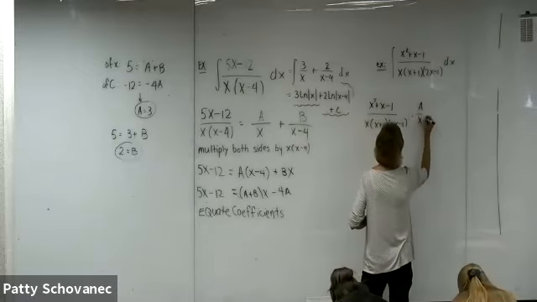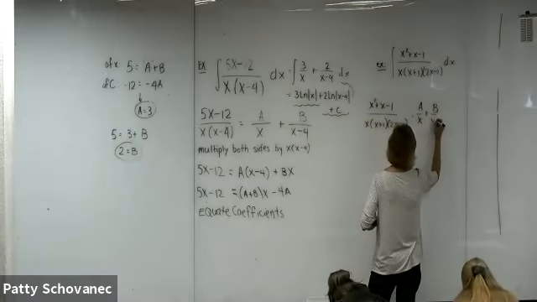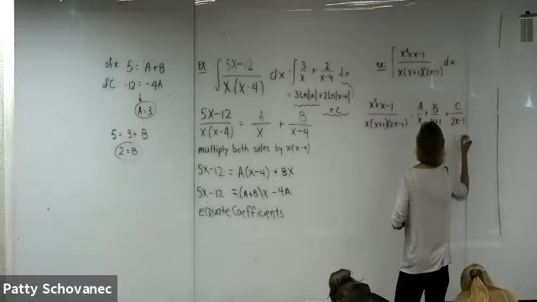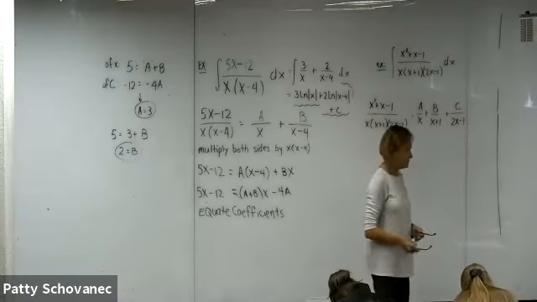Something over x. These are all linear factors. Let's have a race.